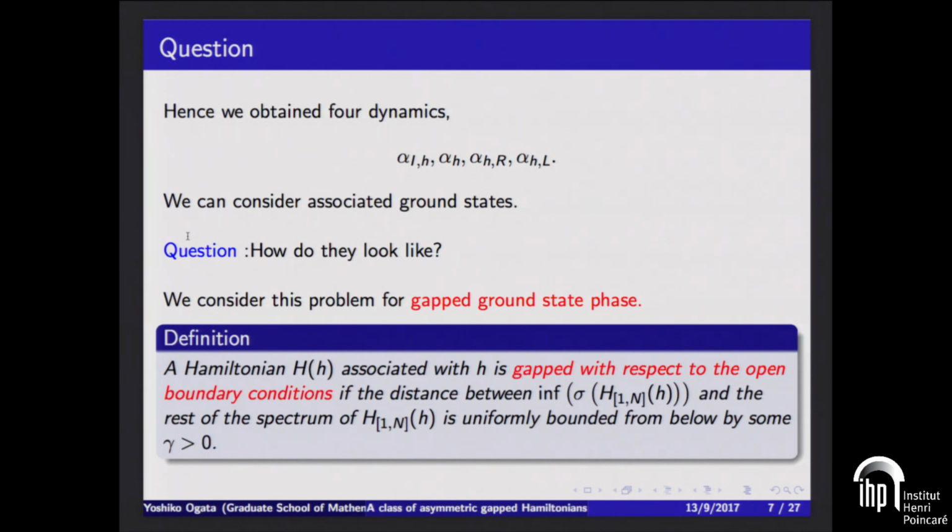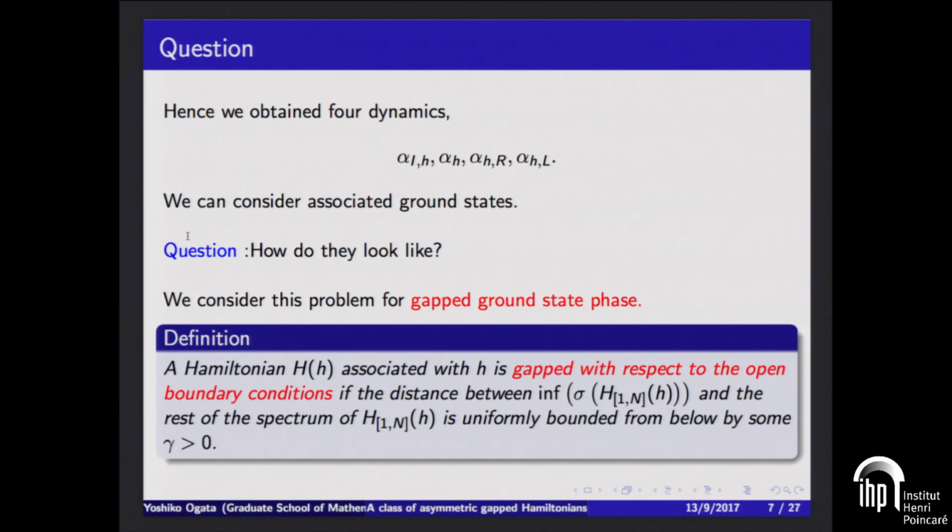What I mean by that is the following, that I consider interaction H which satisfies this condition. So what is this condition? It's the definition of a gapped Hamiltonian. So the Hamiltonian H_H associated with H is gapped with respect to the open boundary conditions if the distance between the infimum of the spectrum of the local Hamiltonian and the rest of the spectrum of this local Hamiltonian is uniformly bounded from below by some gamma. So this sigma indicates a spectrum as usual.